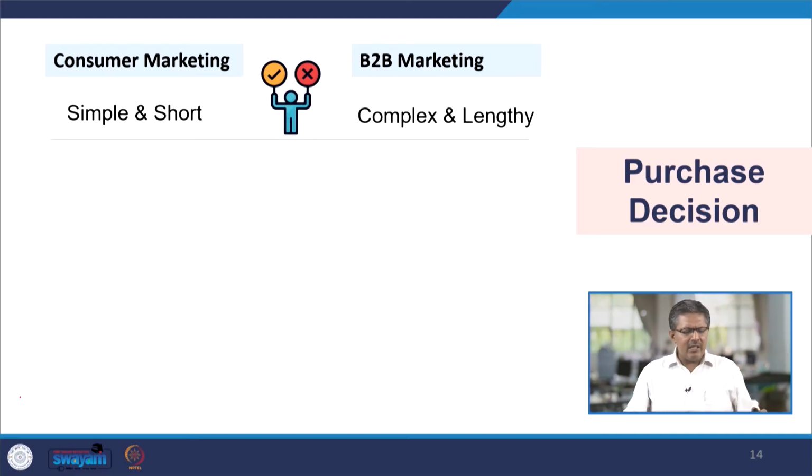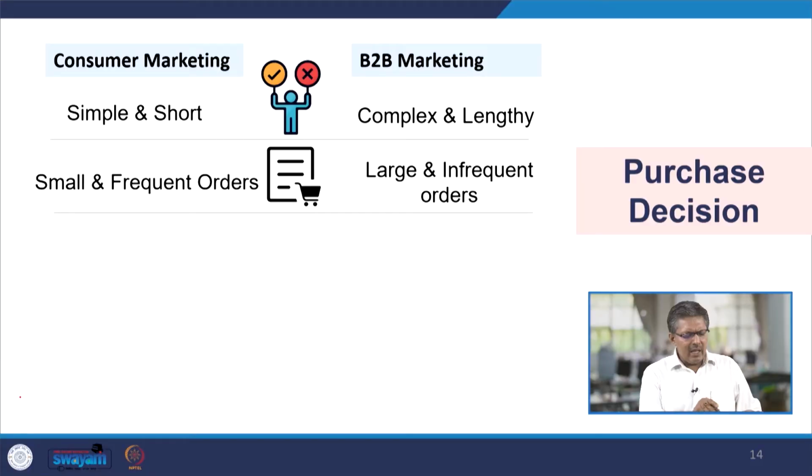And the purchase decision is simple and short in the consumer market, but here it is a very complex and lengthy process. So, even if you look at any purchase in the B2B market, it can span up to years, not even days and months, it can span up to years, right. And in the consumer market there are small and frequent orders, but here there are large and infrequent orders for some products. Frequency can be debatable, because it depends on what class of items it is, but generally they are large orders.